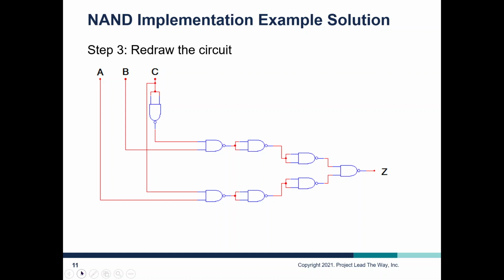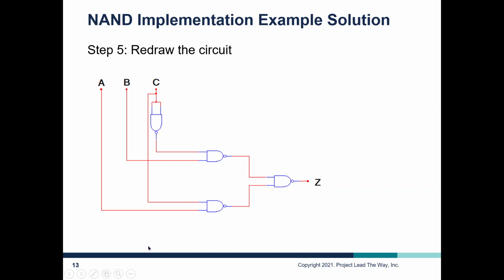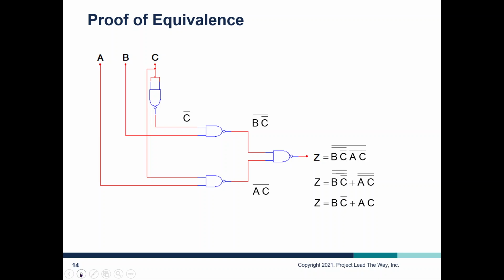Next thing we do is we look at any double inversions. So we have double inversions here and here, and here and here. If this was outputting a 1 here, this would turn it to a 0, that would turn it back to a 1. So we can eliminate those. And that's our final circuit. We can redraw that circuit to look like this.